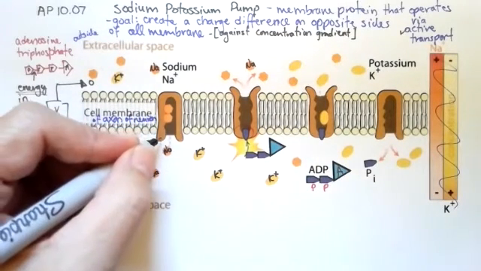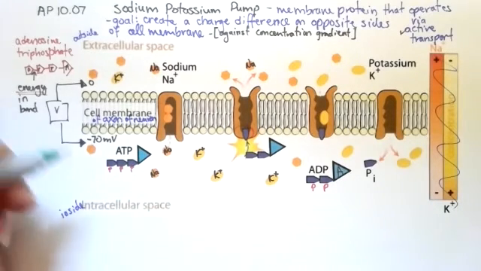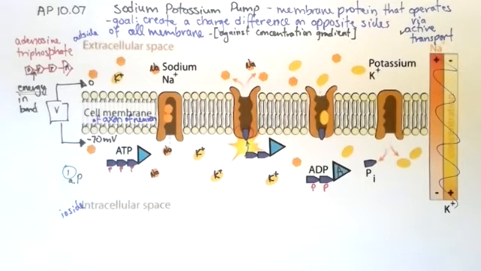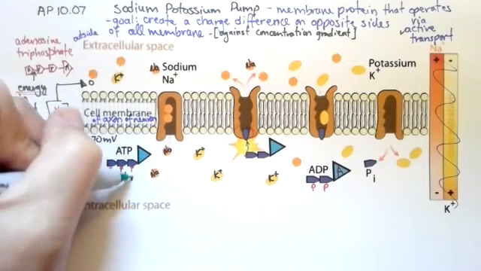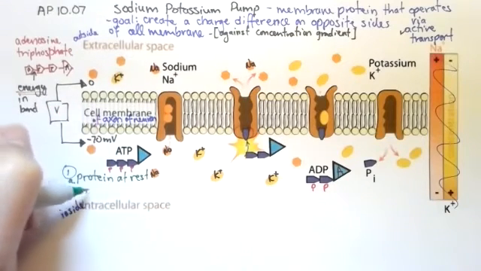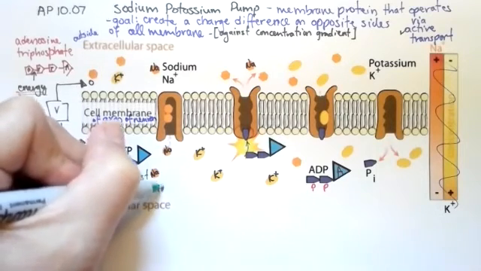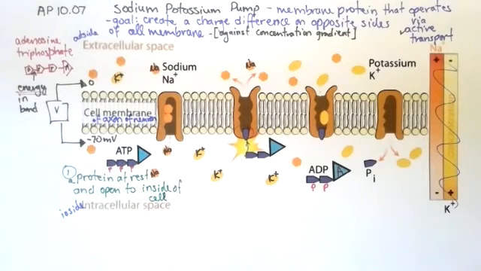So when we get started, let's switch colors here. Let's go with step 1, and I'm going to go to green. So step 1, we'll do letters here. The protein is at rest and open to the inside of the cell. That's what we have here, intracellular space.